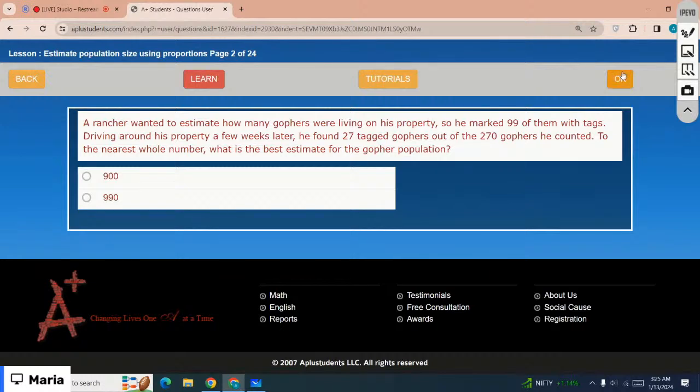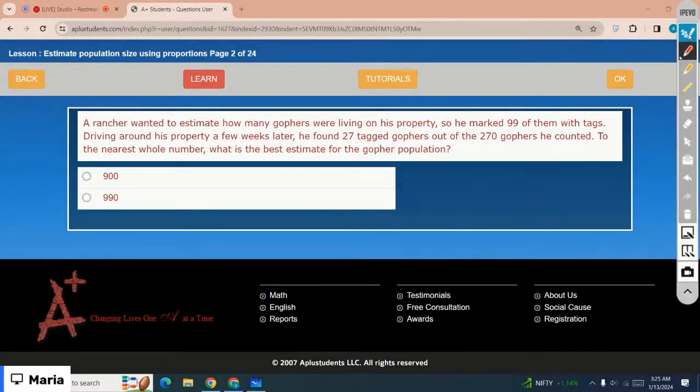So you need to calculate the estimated population. So you have 27 of them tagged out of 270, right? Originally, they marked 99 out of how many? You don't know, right? So let's just solve this proportion for P. So that would be P equals 99 times 270 divided by 27, right? So that is 99 times 10, that is 990. The correct option is 990. Got it?